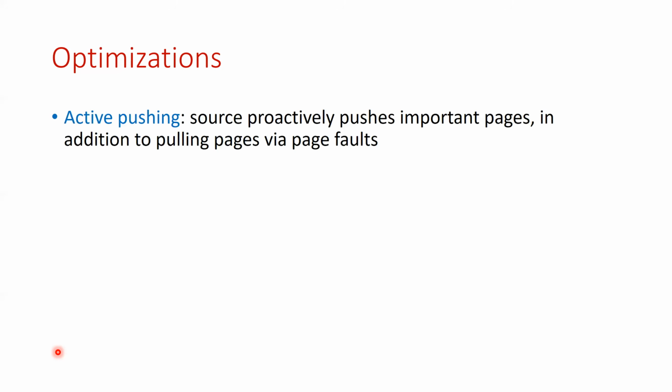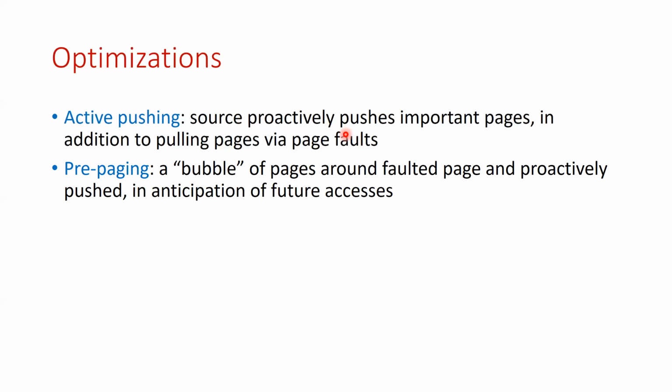And of course, this basic idea can have many optimizations, because if you start with nothing at the target and have a lot of page faults, your performance can suffer. So there are a few optimizations proposed in this post-copy paper. One is, of course, active pushing, right? Instead of waiting for a page fault to happen at the target, the source can actively identify some important pages and proactively push them before a page fault occurs, right? In addition to pulling pages via page faults, you can also keep proactively pushing important pages.